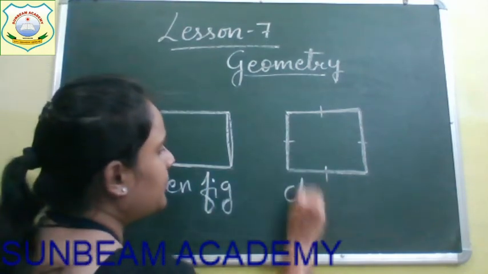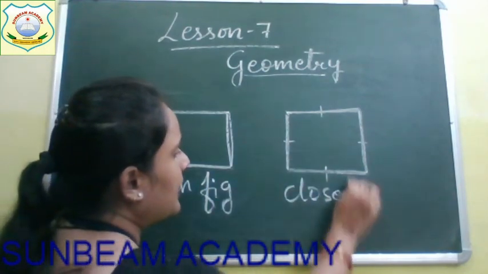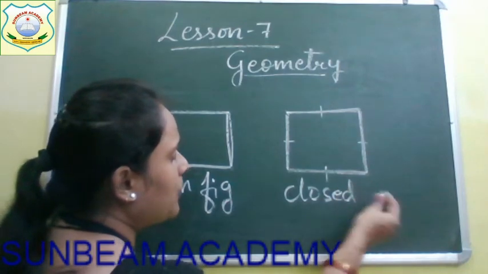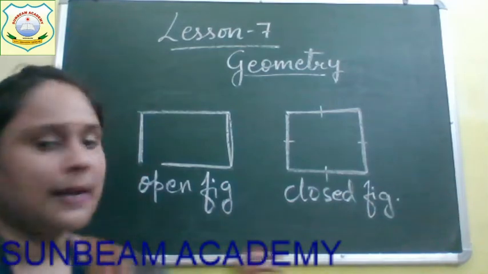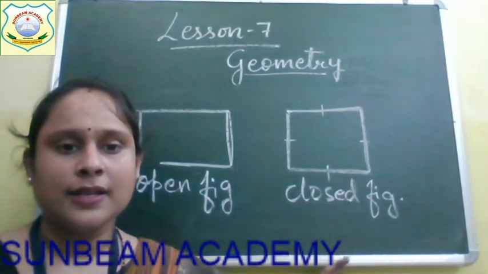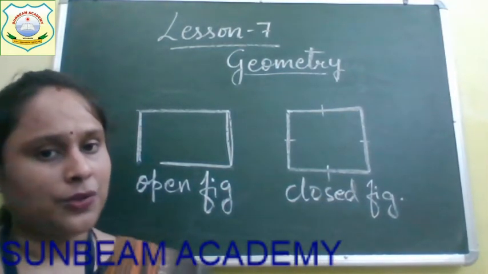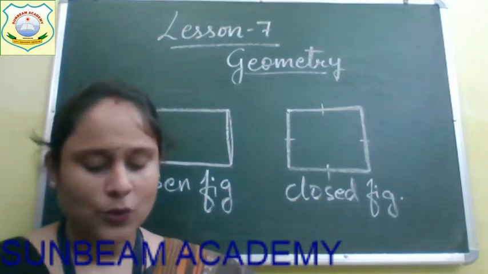And here the meeting starting point and ending point is same. So it is known as closed figure. It is completely closed in all the sides. So I hope now you all have understood the difference between open figure and closed figure.